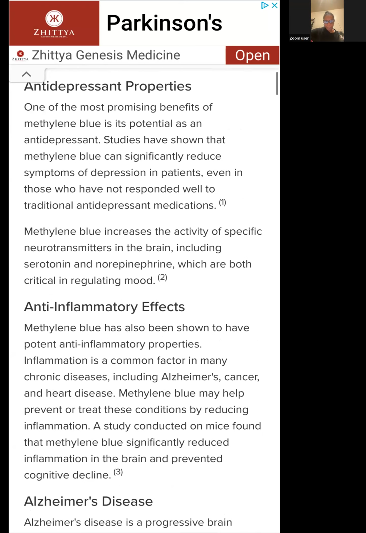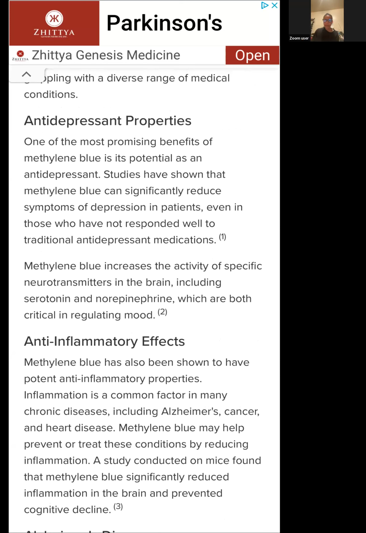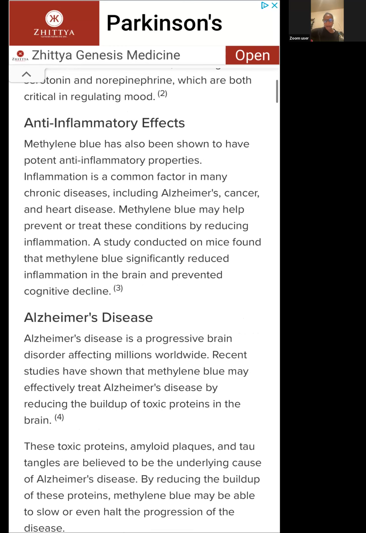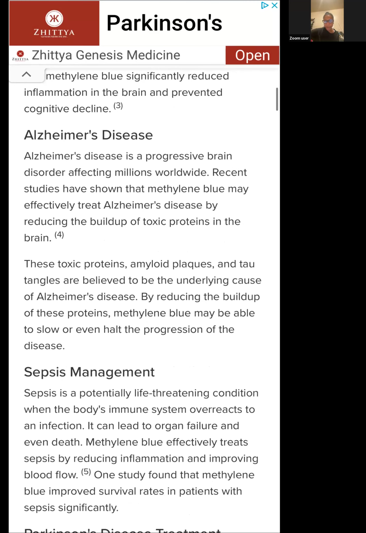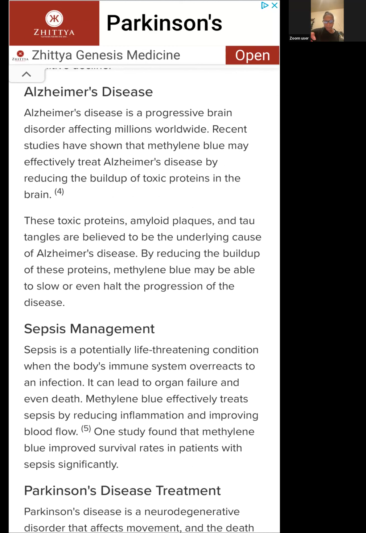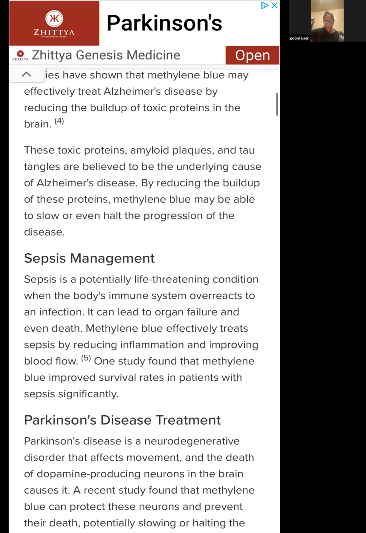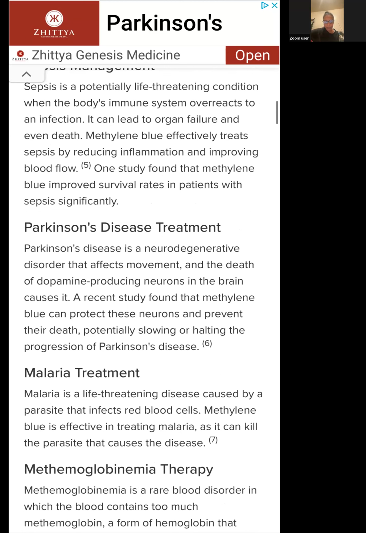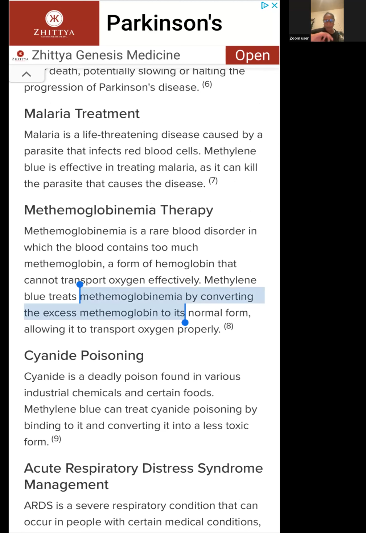Methylene blue is a supplement. It's really helpful for anyone, it has antidepressant properties. It has anti-inflammatory effects, helps with Alzheimer's disease. Anyone who is suffering from Alzheimer's, here you can see, just pause the video and see how it's really helpful for us. Sepsis management, Parkinson's disease treatment, malaria treatment, I don't even know how to pronounce this. Methemoglobinemia therapy.